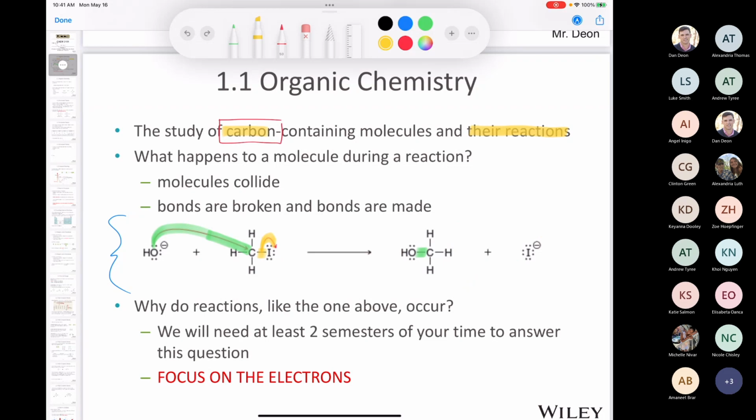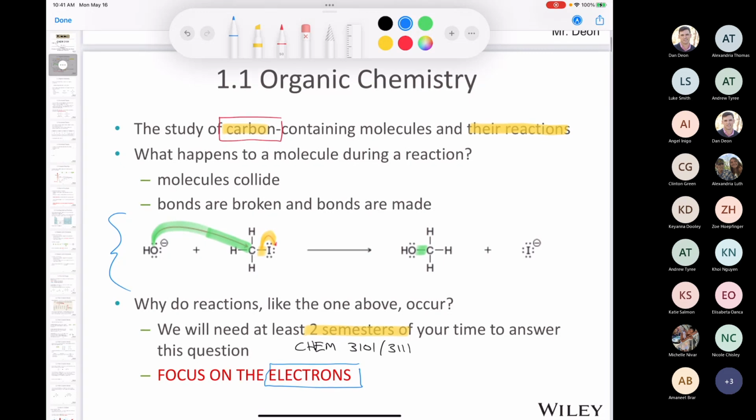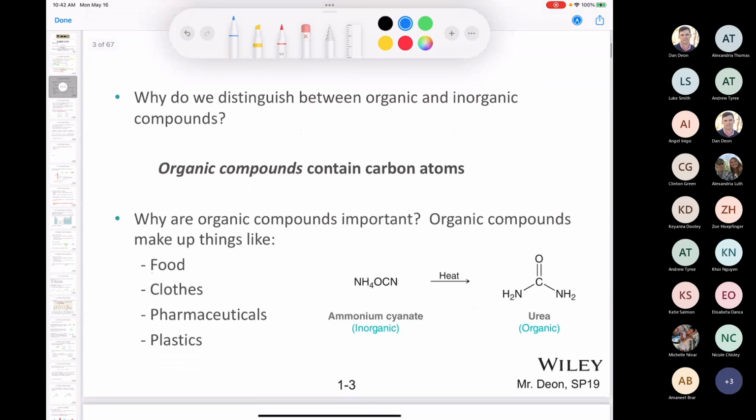Well, we need 2 semesters to answer the question. And the 2 semesters are Chemistry 3101, in which you are presently enrolled, and Chemistry 3111, which is Organic Chemistry 2. And really, when you boil it down to its simplest bit, organic chemistry is focusing on electrons. It is the study of electrons and what they do, watching electrons move in a reaction and understanding why they do what they do. So we're going to spend a lot of time focusing on electrons.